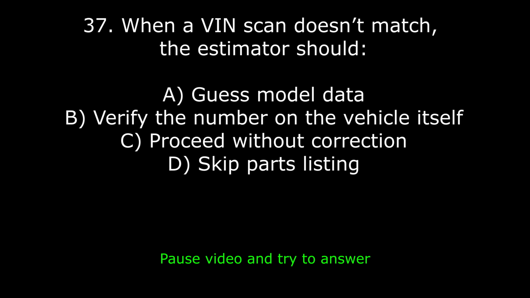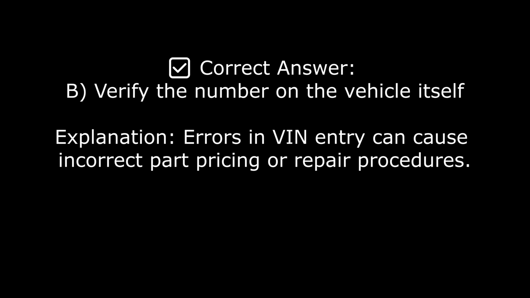37. When a VIN scan doesn't match, the estimator should A. Guess model data. B. Verify the number on the vehicle itself. C. Proceed without correction. Or D. Skip parts listing. Correct answer is B. Verify the number on the vehicle itself. Explanation: errors in VIN entry can cause incorrect part pricing or repair procedures.